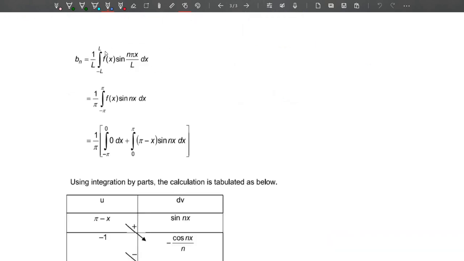That means 1 over L, integrate -L to L, f(x) sin n pi x over L with respect to x. Since sin n pi x over L is actually sin n pi x over pi, we can simplify the pi here. That's why we have b_n is equal to 1 over pi, integrate -pi to pi, f(x) sin n x with respect to x. As what I did for a_n, you can also write it like this: 1 over pi, integrate -pi to pi, f(x) sin n pi x over pi with respect to x. Cancel out pi and pi, then only you come to this equation. You write that equation.